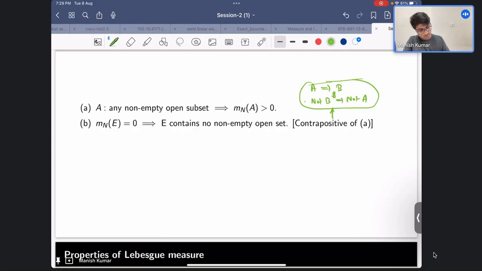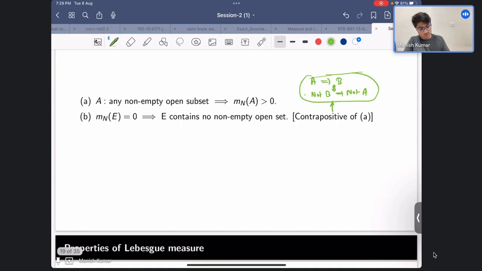So this is what it means by contrapositive. Now from here you can conclude that if there is something which is of measure 0, then it cannot contain any non-empty open set. You can see as an example that m1 of Q is 0, and you know that rational and irrational numbers are dense in R, so there is no interval of the form (a, b) which is contained in Q. This is an example which explains this.